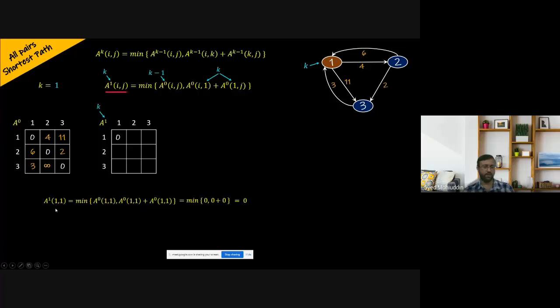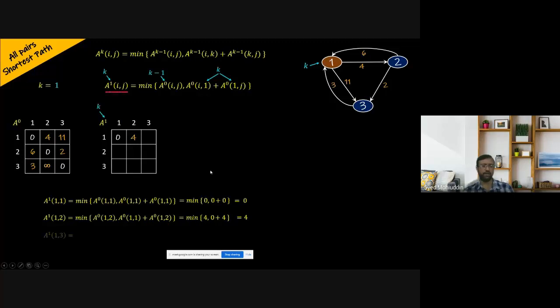Then i will be 1, j will be 2. So 1 comma 2 we need to find, so minimum of A of 0 of 1 comma 2 and A of 0 of 1 comma 1, because i is 1, plus A of 0 of 1 comma 2 because j is 2. This gives us minimum of A of 1 comma 2. 1 comma 2 is 4 over here, plus minimum of 1 comma 1 is 0, plus 1 comma 2 is 4. So 4 comma 4 minimum is 4 itself, so this remains 4.